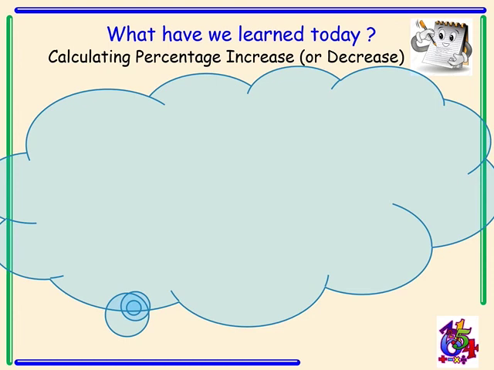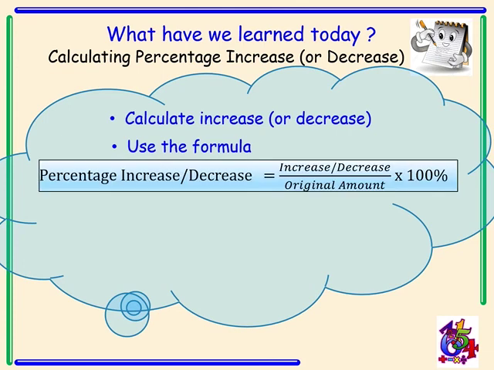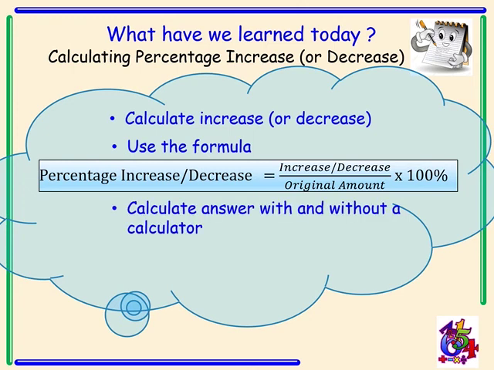So what have we learned today? Today we've looked at calculating percentage increase or decrease. We first of all need to know what the increase or decrease is. We then use the formula, increase or decrease on top, divided by the original amount times 100. We calculate the answer. It may be with a calculator. If it's without, we must cancel the fraction down. And make sure we round if we're required, with a percentage sign in our final answer.